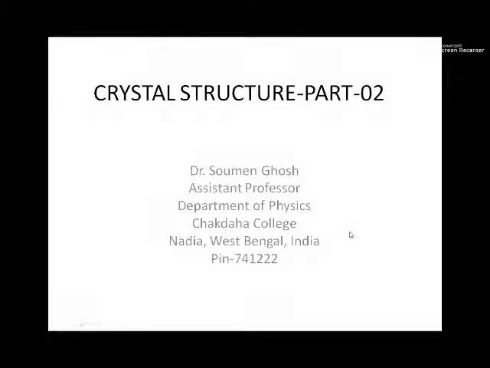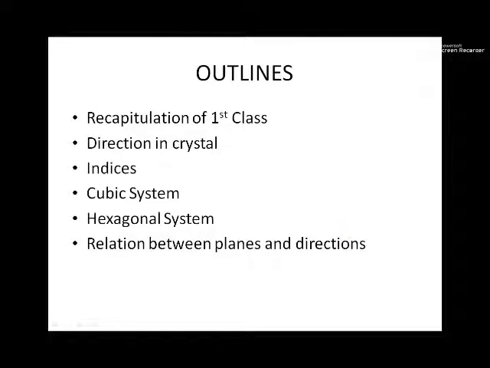So this is the second class of crystal structure, part of solid state physics. Now the outline of this class is basically a recapitulation of the first class, which I have read in the first class. Second, the direction in crystal. The third part is different indices, which ultimately characterize the planes or the family of planes in the crystal system.